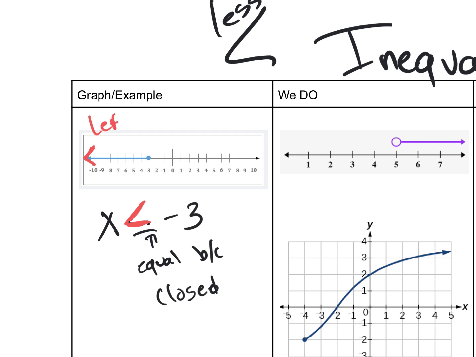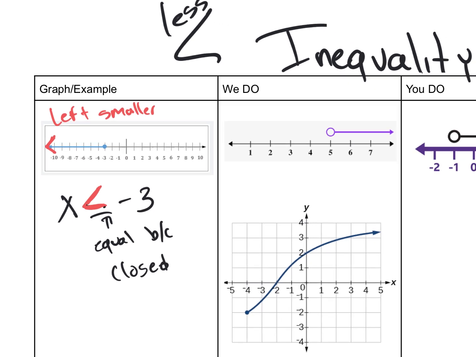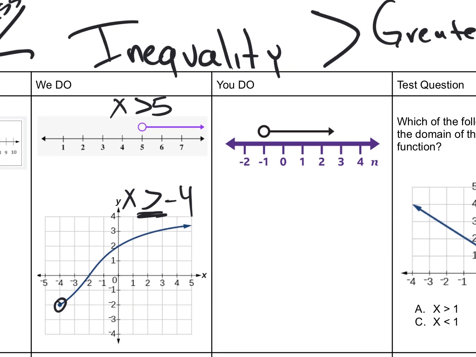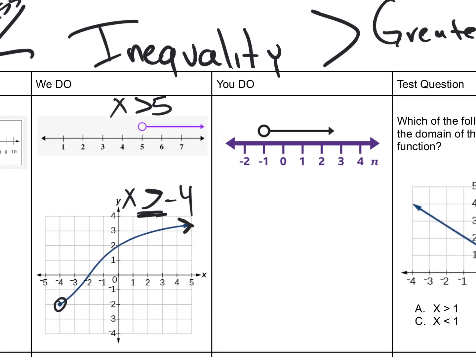Left means my numbers are getting smaller. So it's less than. And they also need to match. Like this arrow has to match that arrow, if that makes sense. So the same thing for these two examples. Notice my arrows are going to the right side now. So they should be like this for both. So x is greater than, no equal sign because it's open, 5. X is greater than or equal to, this one has an equal sign because it's closed, -4. I just used these arrows to get my inequalities, right?